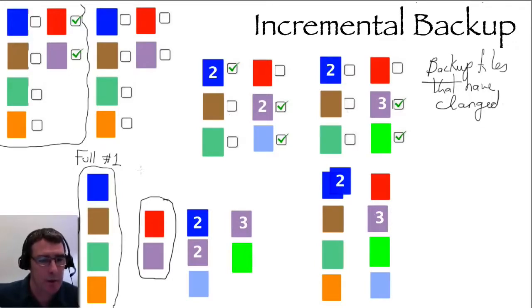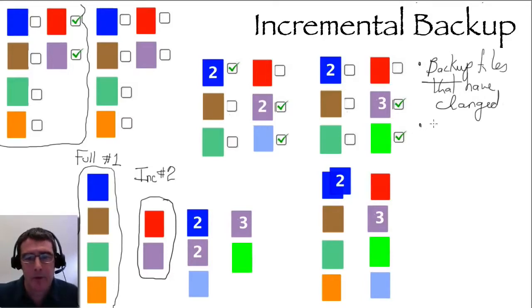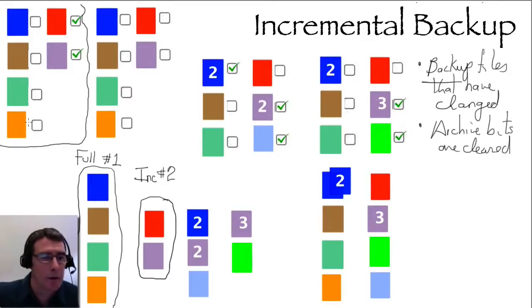So when I did my incremental backup, I create a new catalog. I'll just call it incremental because that's the file type. I'll call this number 2 because it's the second backup I've created, on day 2. And what happens after we do the backup is that the archive bits of the files I've backed up are cleared. So we get this state. So our file system is in this state.